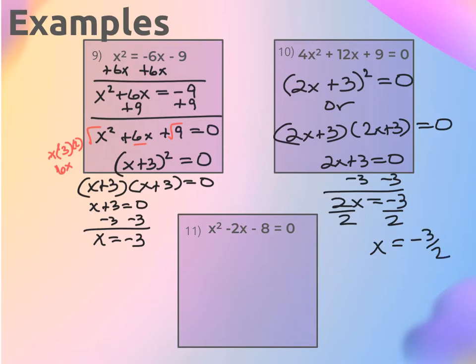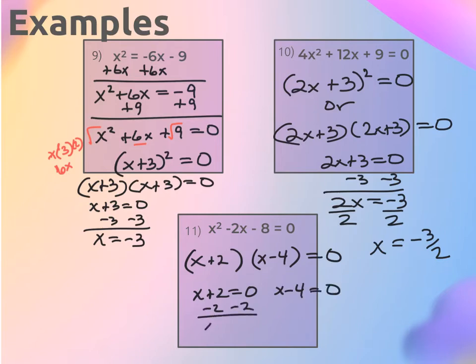Number 11, this looks very similar to number 4 in the examples. The only difference is the sign in the center is now a negative instead of a positive. So my factors are the same. It's going to be the 2 and the 4, but this time the 2 is positive and the 4 is negative. x plus 2 equals 0, x minus 4 equals 0. Subtract the 2. Add the 4, and x equals negative 2 and positive 4.